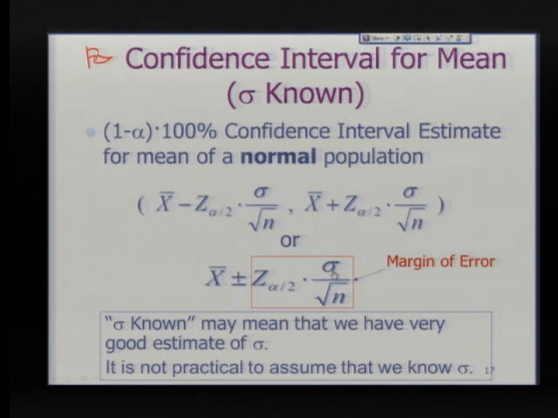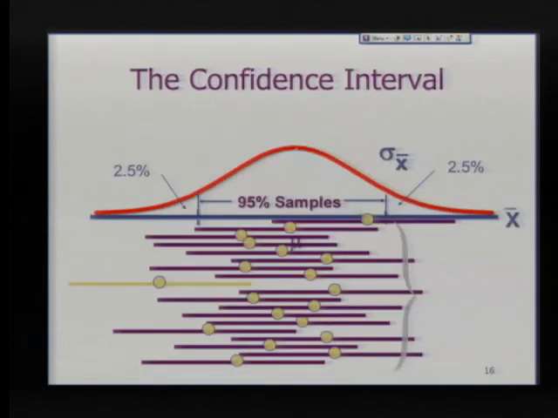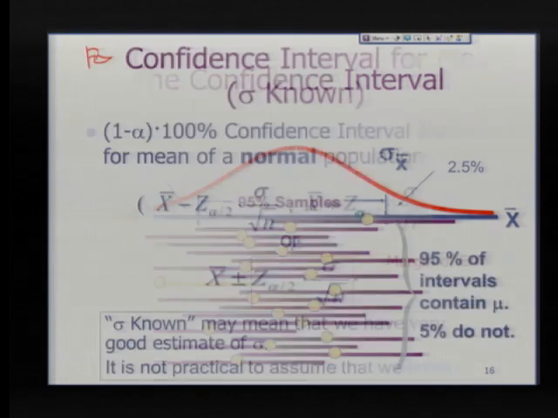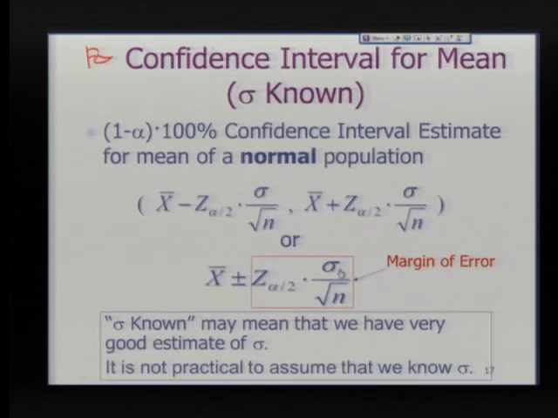And this is assuming that we know the standard deviation, okay? We know the standard deviation, so this particular structure that we just went through works. However, in practice, you never know the standard deviation of a population. If you know the standard deviation of a population, you should know the mean of a population too. There's no sense to do estimation, right?